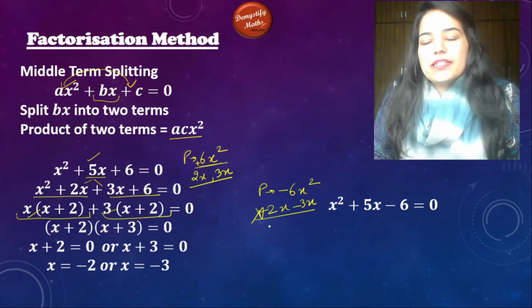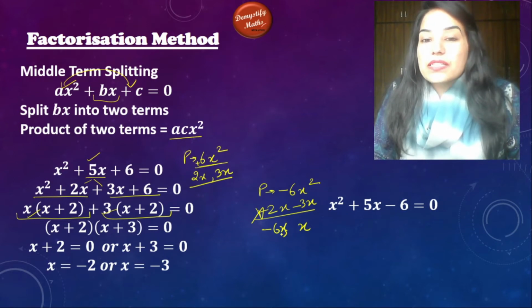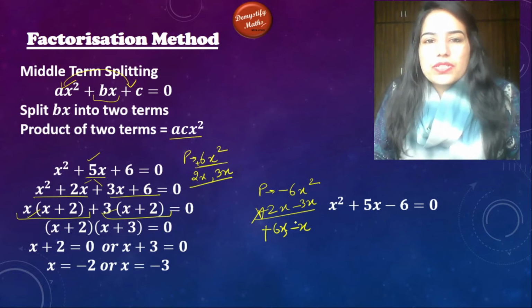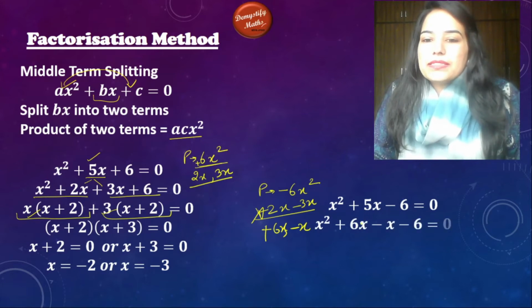I can take minus 6 and 1, that is minus 6 and x. They will multiply and give you minus 6x square. But if you add them up, it will give you minus 5x. So what I'll do is I'll make this one as plus and I'll make this one as minus. I need opposite signs for product, but I need the larger number positive for the sum, right? So let's write it down. x square plus 6x minus x minus 6 equals to 0.